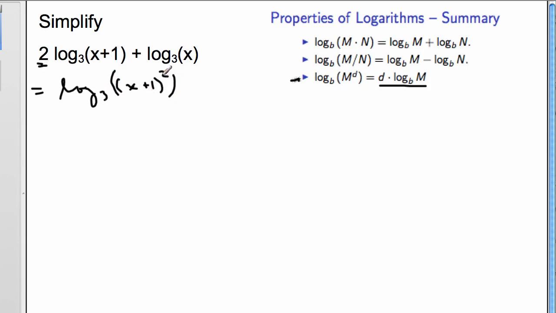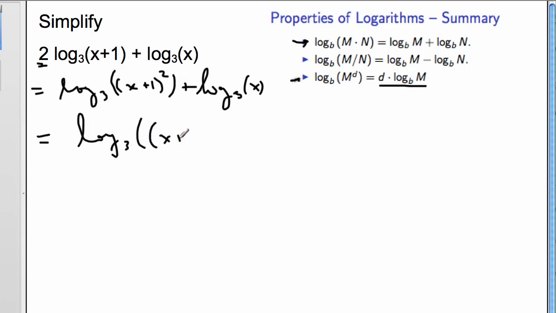And you can see now, if you thought about it as the 2 being pulled outside, it would match that side. Now we also have plus log base 3 of x, still left from the first line, but now I really do have the log of one thing plus the log of the other, and so now that does match the right-hand side of this first rule. And so the log of a sum is just the log of a product, so I can rewrite this as log base 3 of (x plus 1) squared times x. And that would be a single logarithm expression that's equivalent to this original.